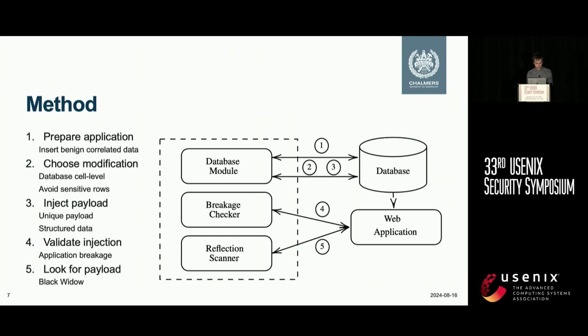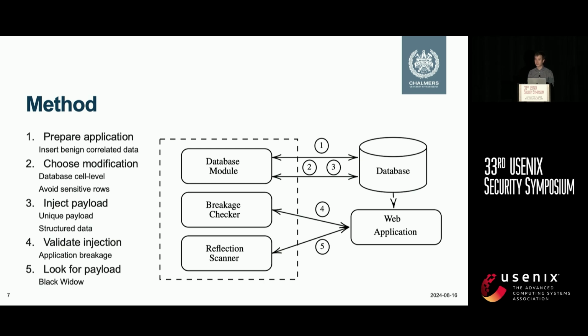To dive a little deeper into our method, though I won't go into incredible detail here, you can refer to the paper, we do 5 steps which we break into 3 modules within our scanner. The first step is that we prepare our application by inserting some benign correlated data into the database so that we have something to modify with our approach. Then we choose our modification on a cell-by-cell level so we can accurately trace our impact, all the while avoiding sensitive rows which we automatically discover.